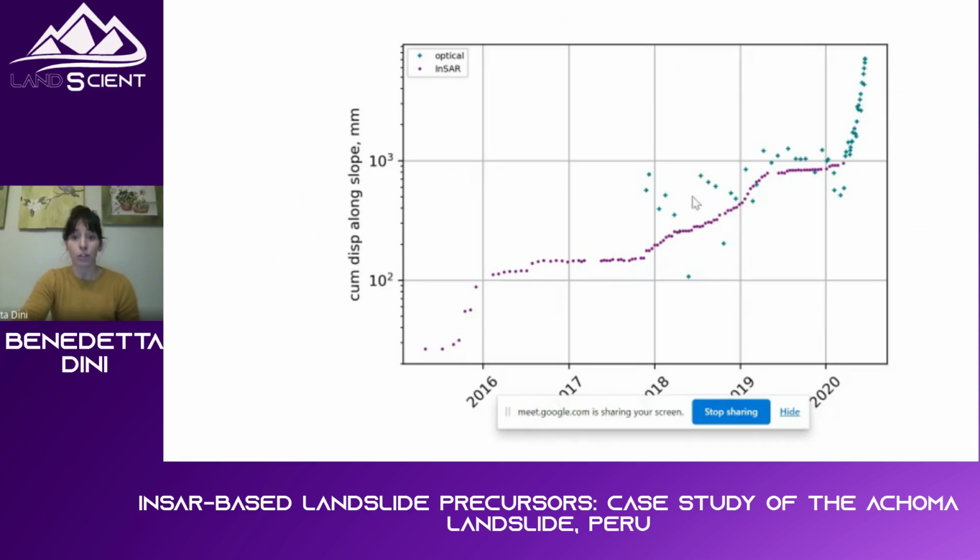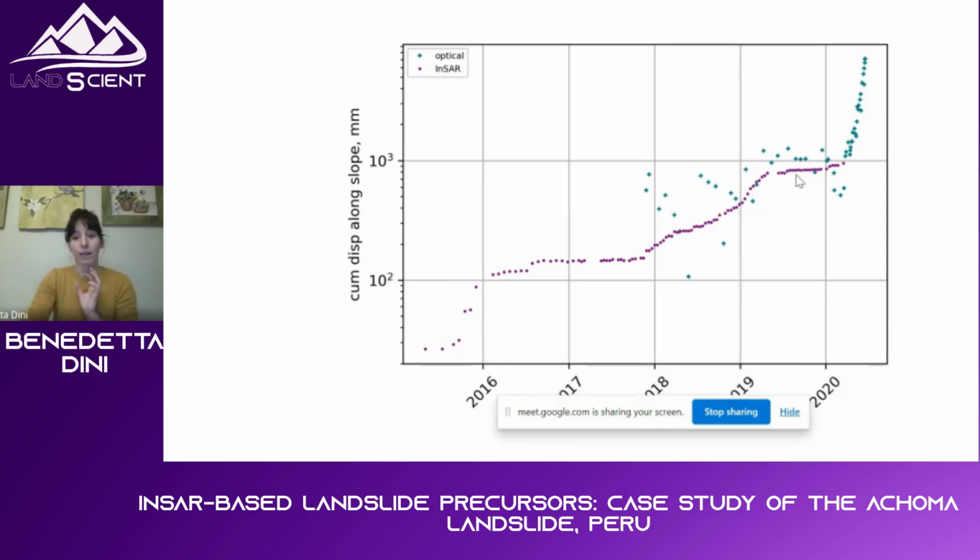The last thing I would like to show you is the complementarity between the optical image correlation, which is in blue, where we can't really say a lot in the period between 2018 and 2020, but the last acceleration is picked up really well, and InSAR, which is the method that I have devised with this study, where we can actually see accelerations in the years prior to failure.